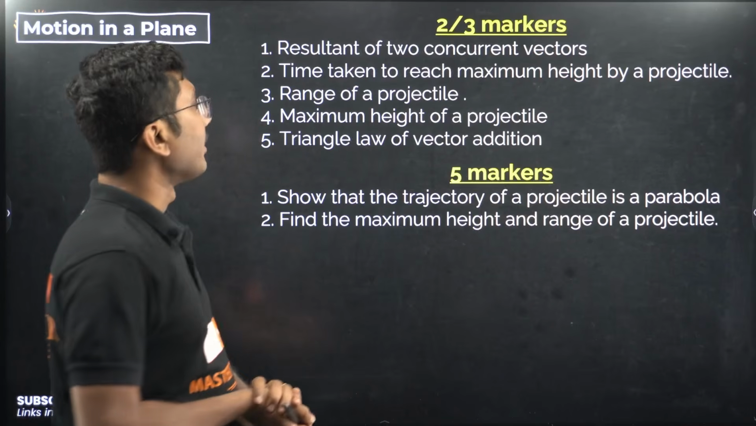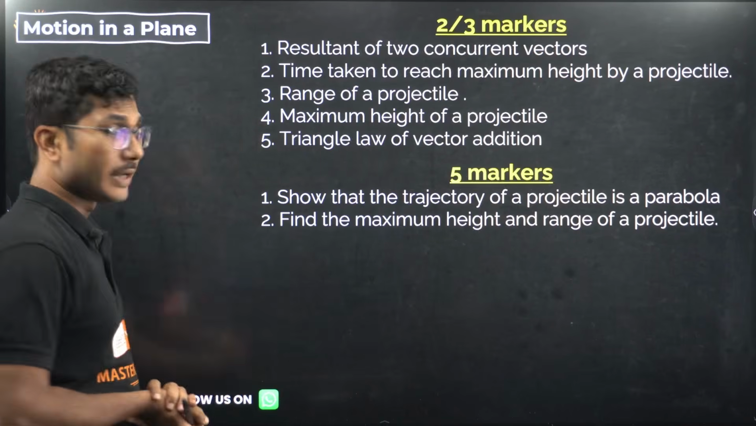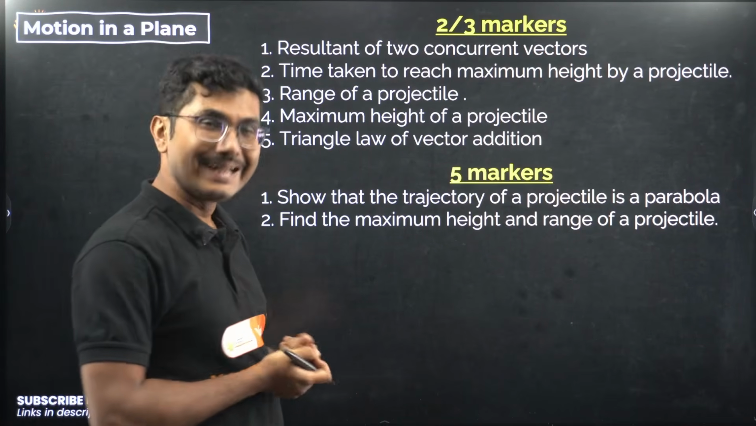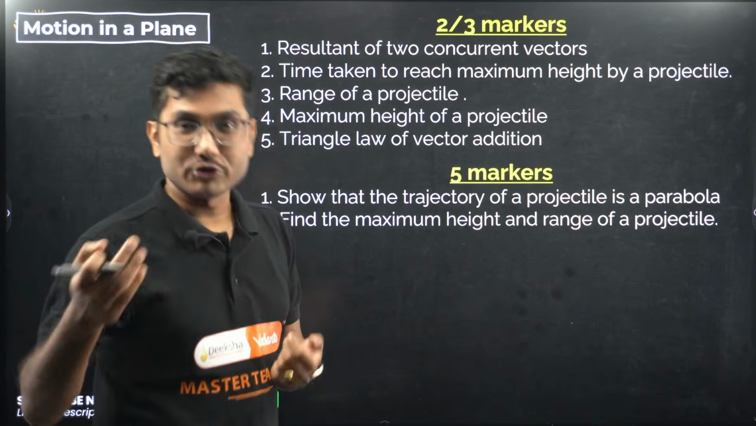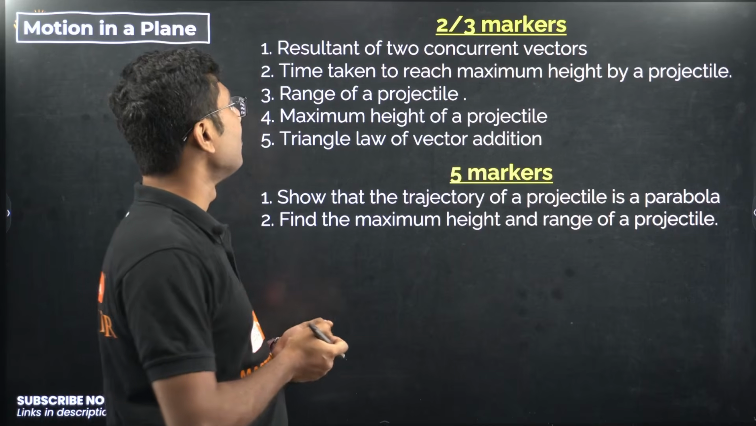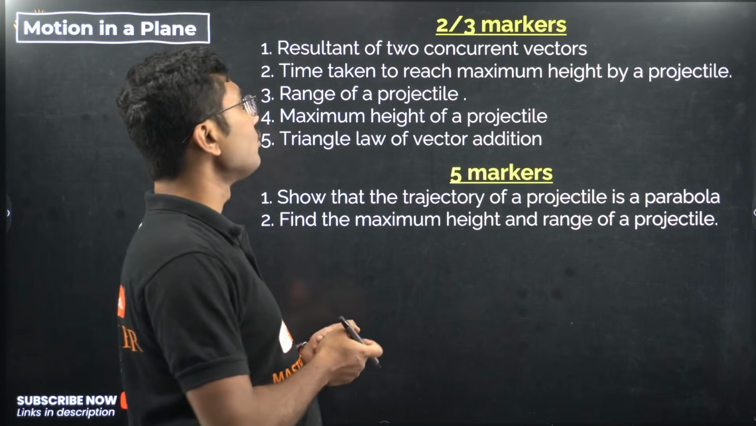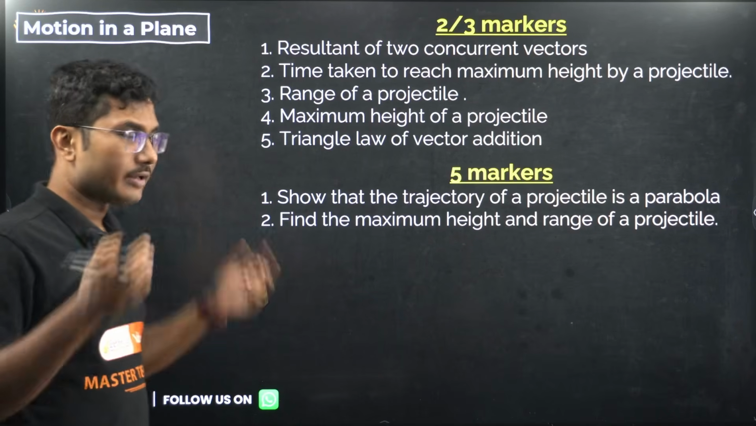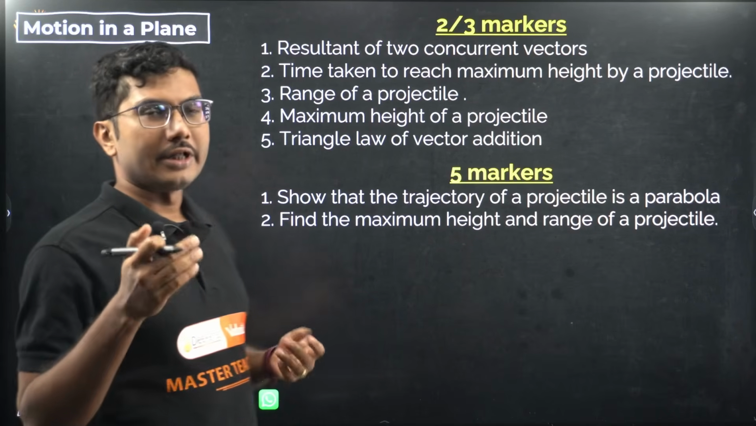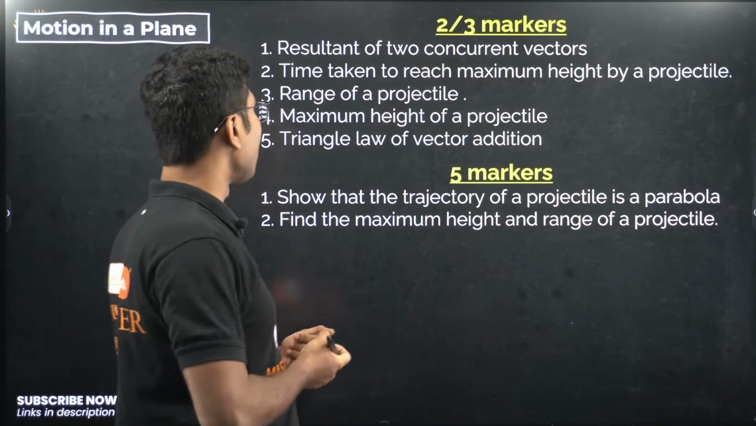Next chapter is motion in a plane. Sometimes we call it motion in 3D or motion in 2D. Now let's move on. Resultant of two concurrent vectors. Triangle law, then parallelogram law. One of these laws is important.